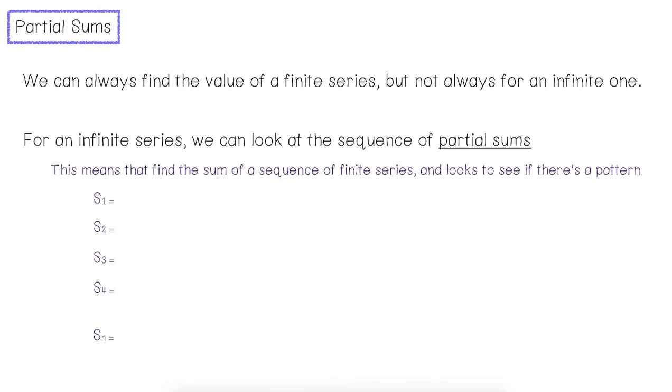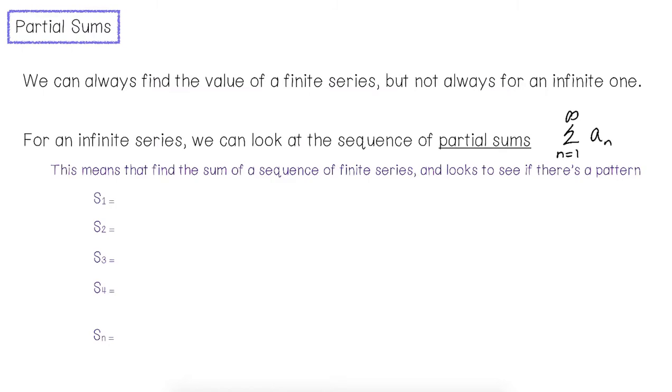Then we have something called partial sums when it comes to series. For a finite series, we can always find the sum, but we can't always do that for an infinite one. So for an infinite series, we're often going to create a new sequence of something called partial sums. This means we find the sum of a sequence of finite series and look to see if there's a pattern. For an infinite series, we're looking at the sum from 1 to infinity of some sequence a sub n.